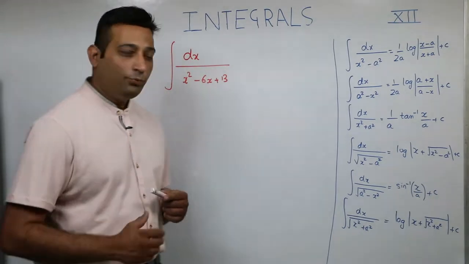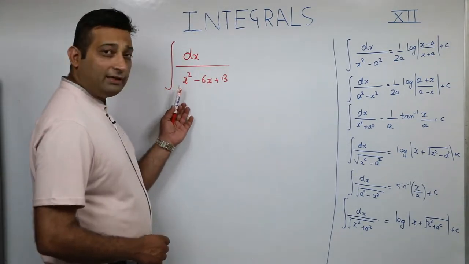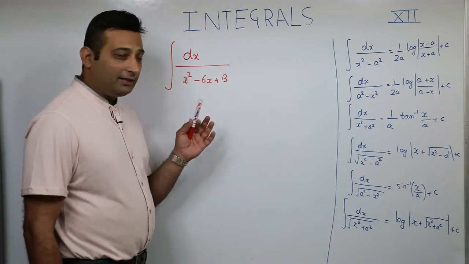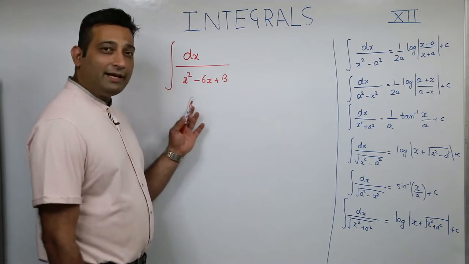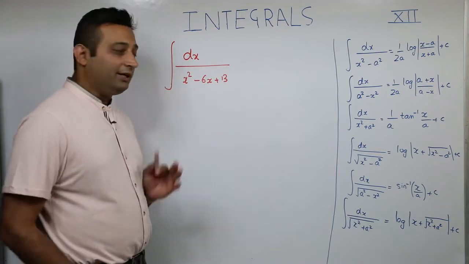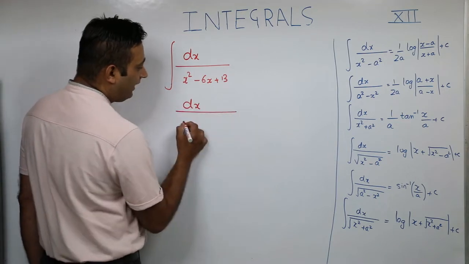Now let us see one more type of problem in which we have the denominator as a quadratic polynomial, but it is not in the standard form. So we'll compare this with the standard form after completing the square method. Now let us try to make it into the standard form.